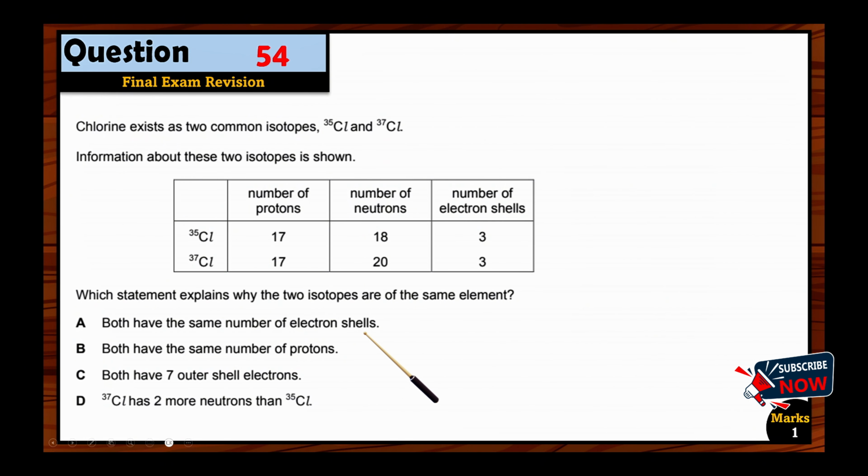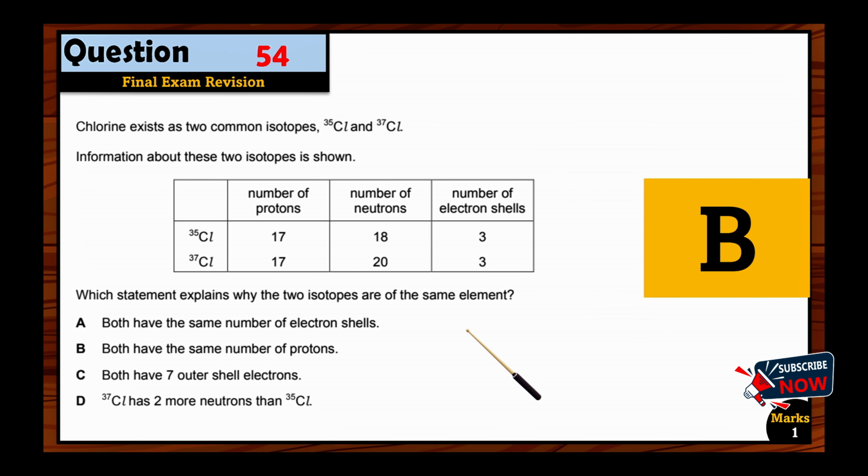Both have the same number of electron shells. Yes, that's right, but we are asking about the same element. Which thing decides that they belong to the same element? That is actually the proton number, because the proton number never changes. The electron number can change, because sometimes atoms can lose or gain electrons, so they can have more or fewer electrons. But the proton number never changes. So having the same number of protons is what decides that both isotopes belong to the same element, because elements are decided on the basis of their proton number.